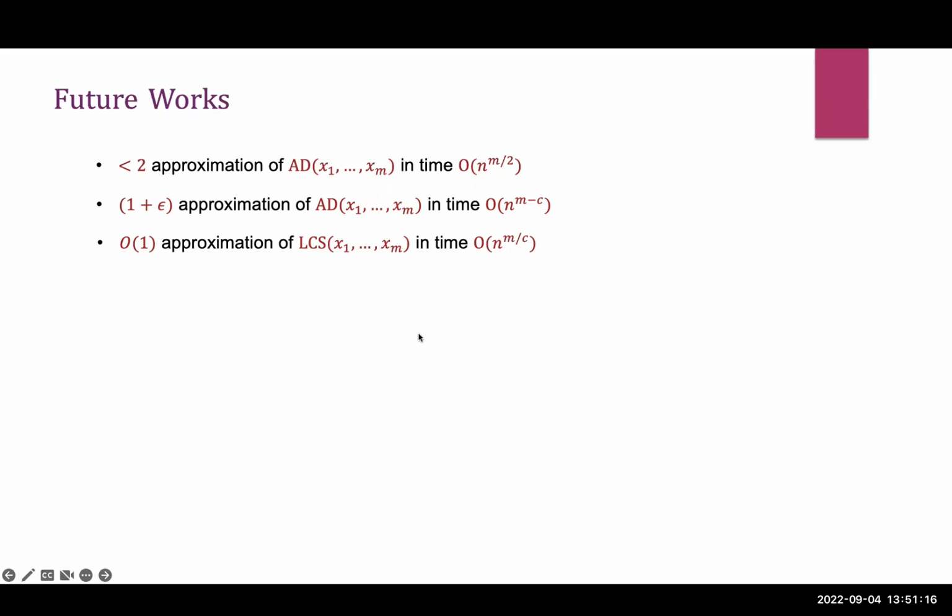Now, for longest common subsequence, we give an algorithm that provides a lambda approximation of LCS in time n to the power m over 2. So this gives us constant approximation only when the LCS length is large. Another nice question is, can we give a constant approximation of LCS much more efficiently, with running time n to the power m over c for a constant c?